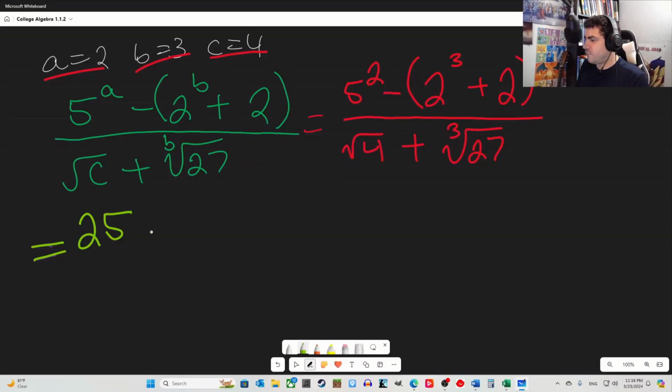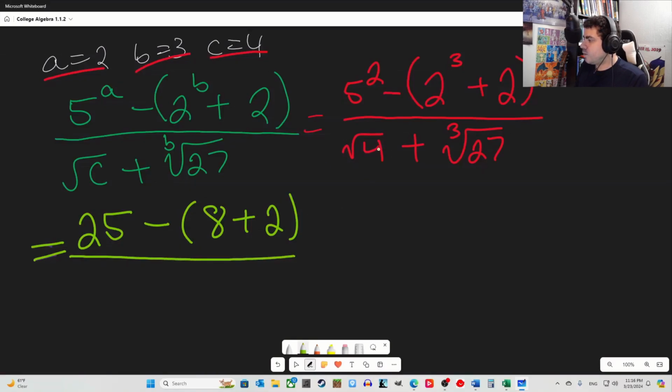So we got 25 minus parentheses. We have 2 cubed. That's 2 times 2 times 2. That equals 8 plus 2. Close parentheses. Divided by. We have the square root of 4. That's 2 plus the cube root of 27.